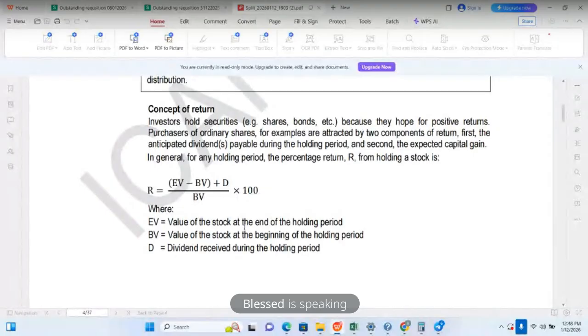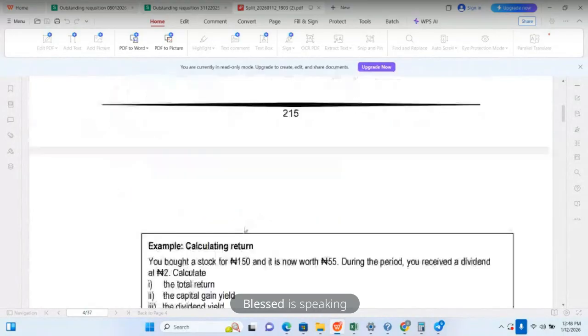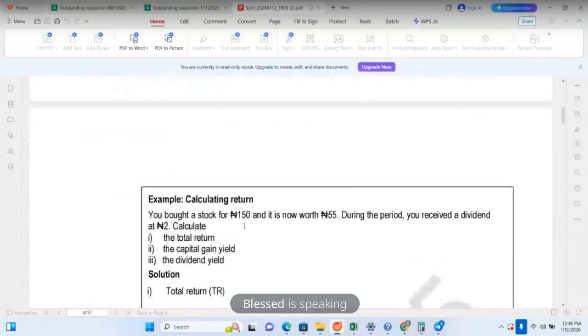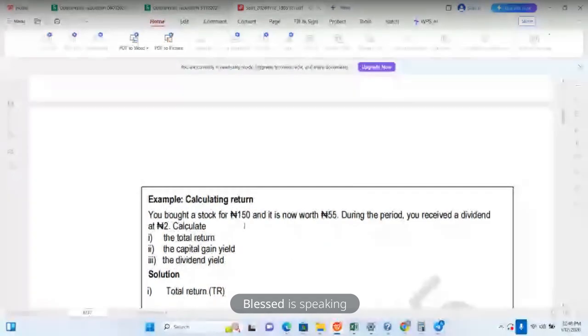So for the return now we have EV minus BV plus D all over BV multiplied by 100, where our EV is the value of the stock at the end of the holding period, our BV is the value of the stock at the beginning of the holding period, and our D is our dividend. So let us look for the question, if there is any question here. They said calculating return. You bought a stock. You bought a stock for how much?